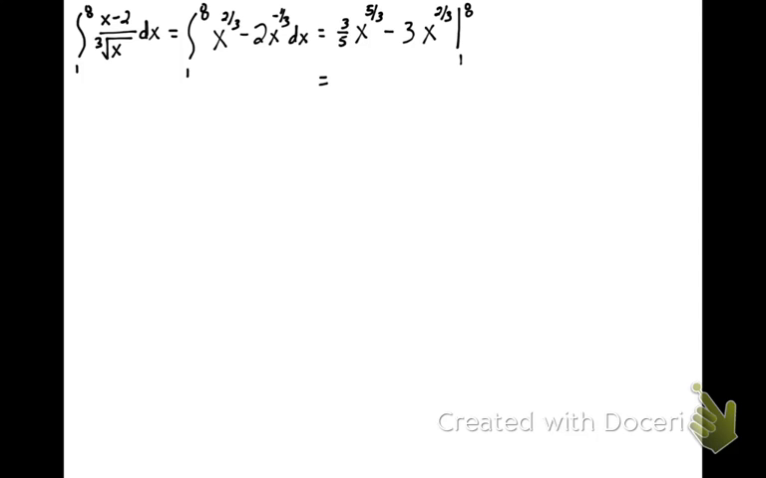So when I substitute 8 in, I'll do this in two parts. The cube root of 8 is 2. 2 to the 5th is 32. And 32 times 3/5 is 96/5. Minus, still working with 8, the cube root of 8 is 2. 2 squared is 4, and 4 times negative 3 is negative 12. Minus, now I'm going to substitute in 1, starting with the first term. So that'll be 3/5 minus 3.